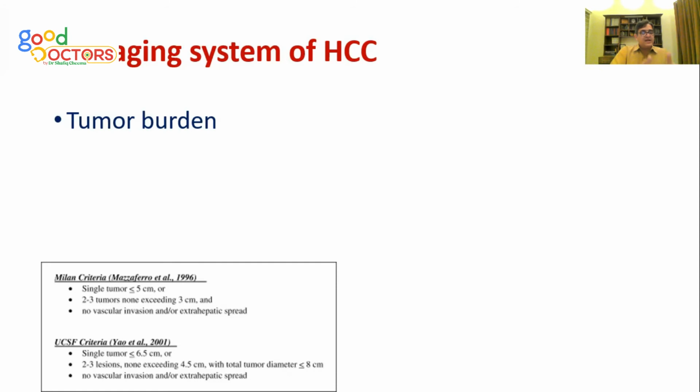People have extended the limits of Milan. Now we use the UCSF criteria, where you will see a single lesion of 6.5 centimeter or less, and 2 to 3 lesions, none exceeding 4.5 centimeter, and total size should not be more than 8 centimeter. So one parameter in the BCLC staging system is tumor burden.